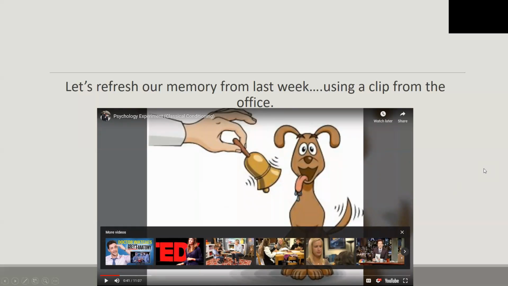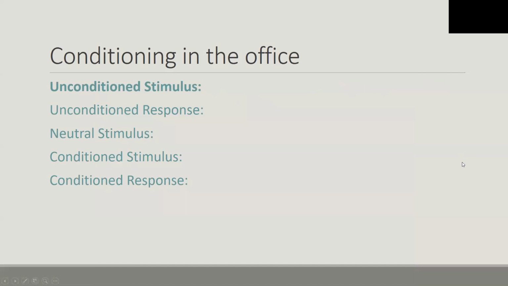Okay, so hopefully you could hear that all right through the computer audio. So in that short clip from The Office, we see that Jim is doing a classical conditioning prank to Dwight, essentially. So let's go through and try to identify all of the different stimuli and responses. So last week we started with identifying the unconditioned stimulus and unconditioned response first. And so what was the unconditioned stimulus that led to the unconditioned response initially?